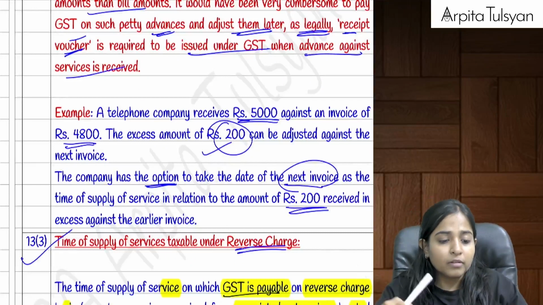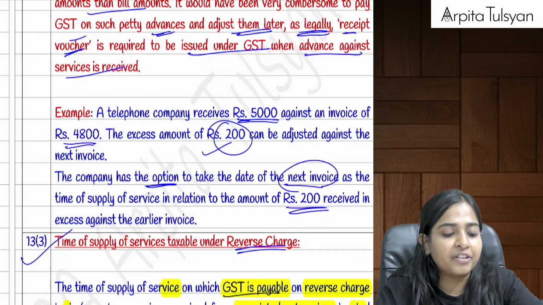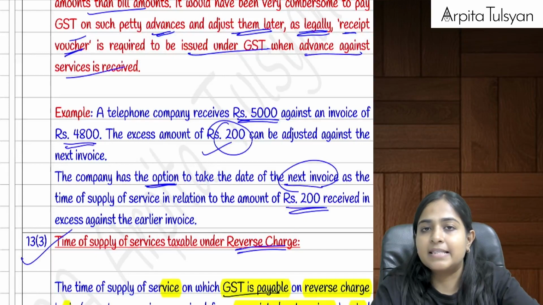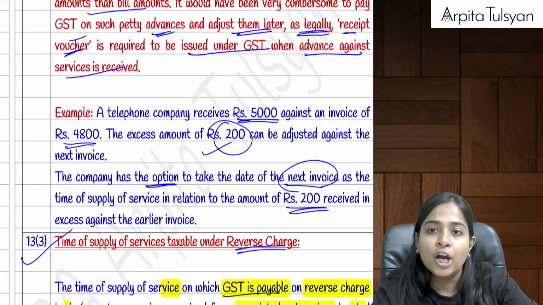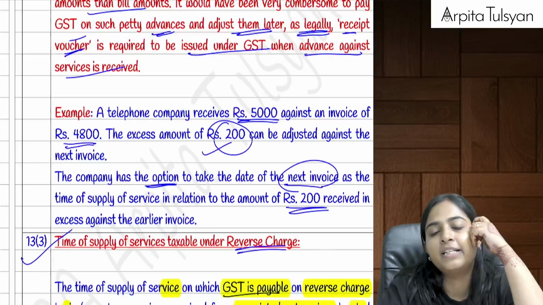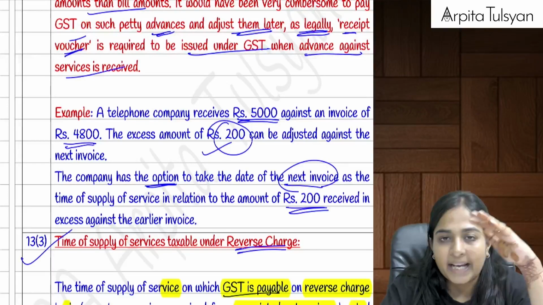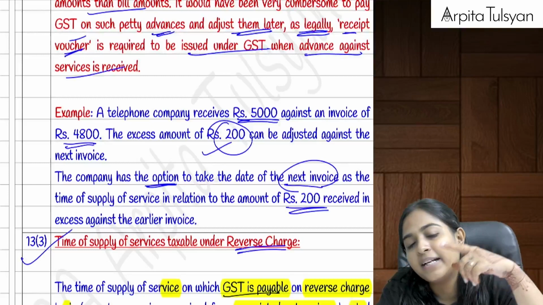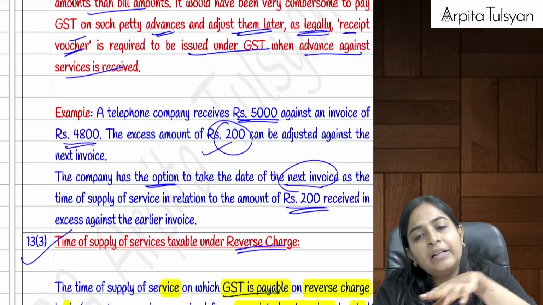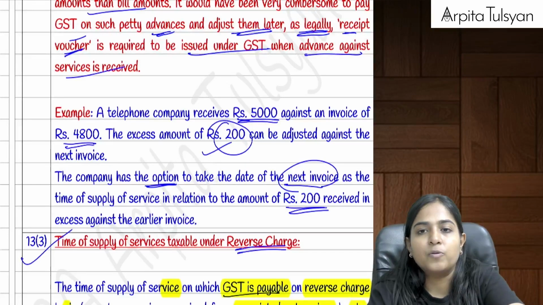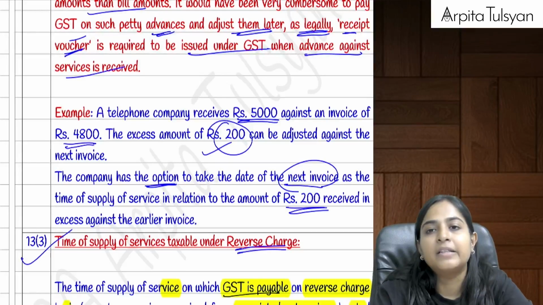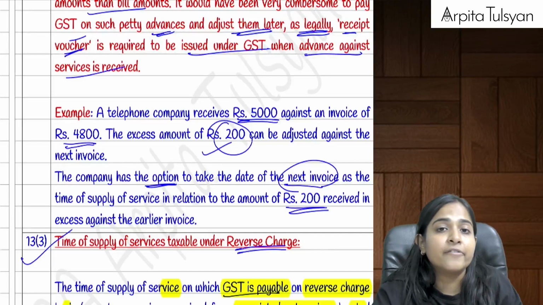Yes. Okay. Then after that, this was all about your first one, that is section 13 subsection 2. And what did we study in section 13 subsection 2? We studied what will be the time of supply, and if we are not able to determine the time of supply, then the date when the recipient shows the receipt of service in his books of accounts.